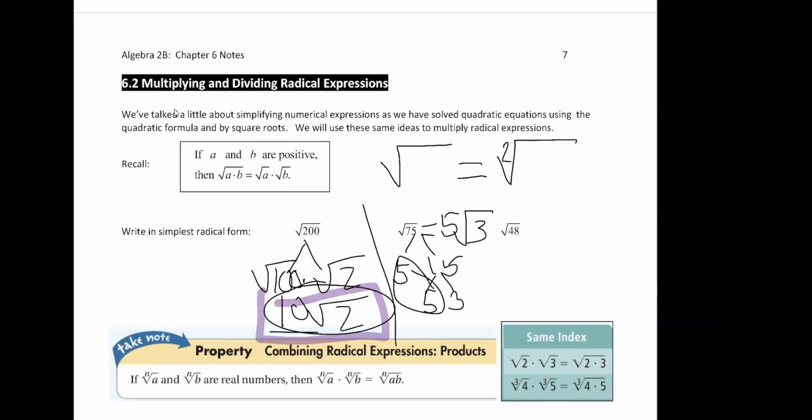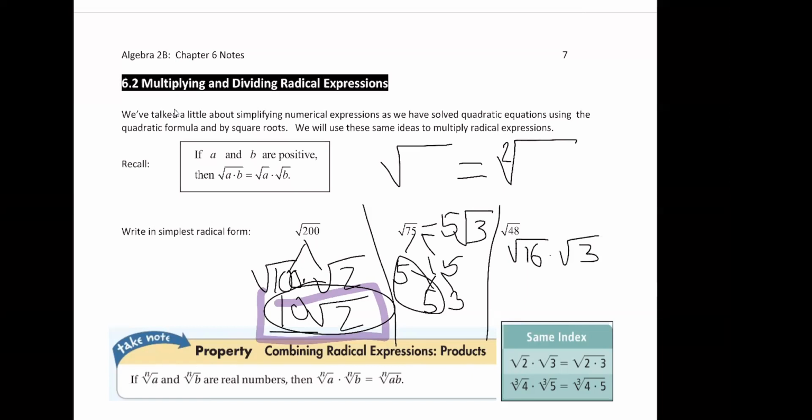For 48, oops, I need to erase that. The biggest perfect square that goes into 48 that I can think of is 16 and 3, right? That would be 32, 48, yep. But it depends how good you are at seeing this.